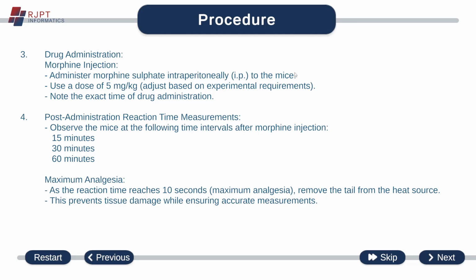Through the intraperitoneal route to the mice. For that, we will use a dose of 5 milligram per kilogram, adjusted based on the experimental requirements. Okay, and then note the exact time of the drug administration. Post administration reaction time management.